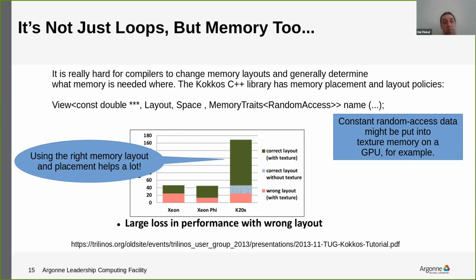So this graph here is old at this point. It's from 2013, but it goes to show you that choosing the correct memory layout can help considerably with performance. So here on a GPU, you can see that this is an older GPU, but in this particular case, placing memory that is constant but randomly accessed, for example, into texture cache, can provide a significant performance boost over the sort of naive mapping.